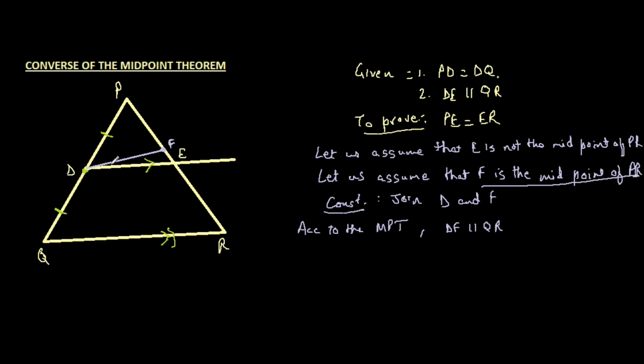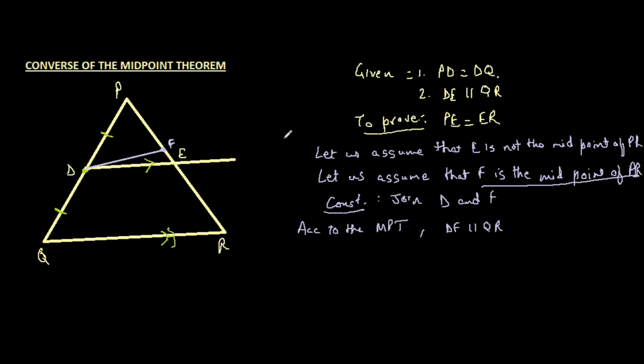So a line segment joining the midpoints of two sides of a triangle is parallel to the third side and is half of it. So therefore, if DF is the line segment which is joining the midpoints of two sides of a triangle, it is going to be parallel to QR. So there's nothing wrong with our deduction. Now this is going by deduction.